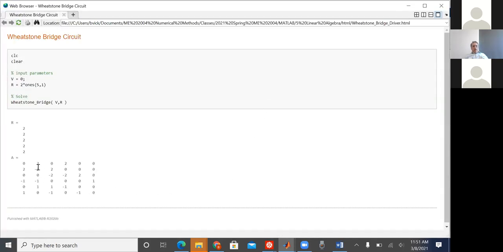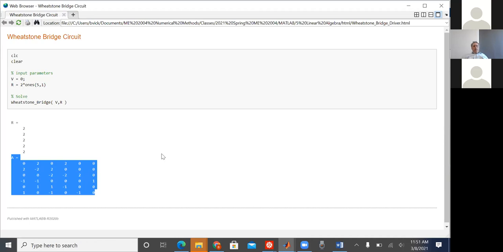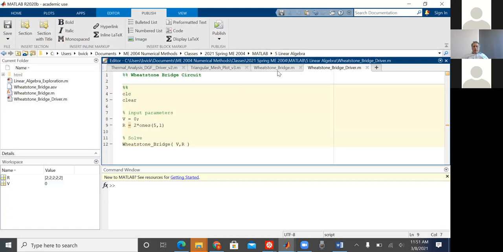Okay, are the resistors ending up in the right places with the right magnitudes? Are the ones correct? I think they are, you see. So now we've tested the A matrix. The conclusion here is I think the A matrix is correct. Now we can go on to the B matrix.